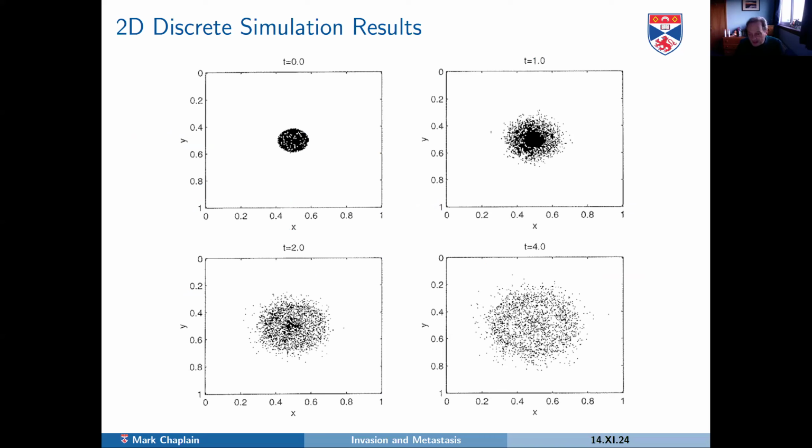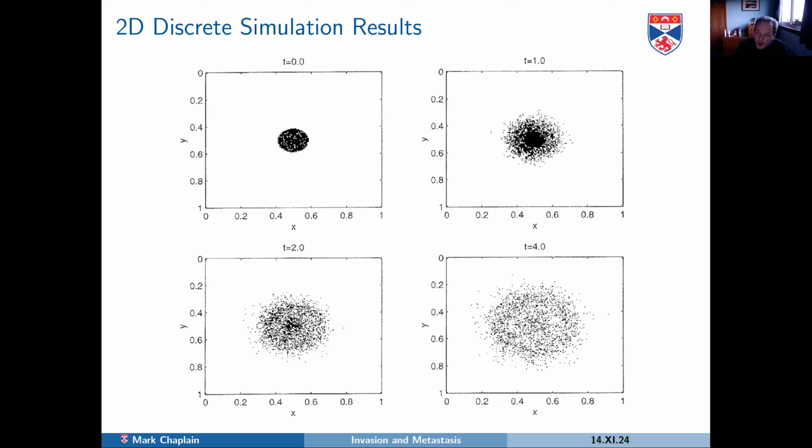And at a late time here, this is all non-dimensionalized, you can see at the bottom right that this is heterogeneous. It's not just a nice spherical circular pattern. You can see that it's heterogeneous. And not only that, for example, here there's an individual cell that's moved out, and here there's an individual cell that's moved out. And so there are some individual cells that have moved further away from this main central mass.